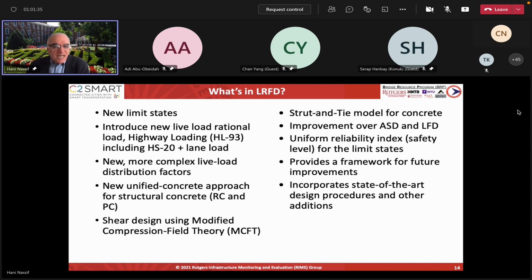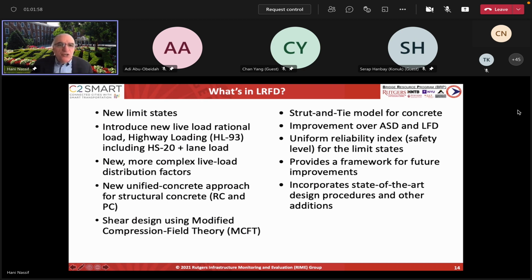And we did that. We did more simplified ones, similar to what was in the old code. However, now that engineers are familiar with Excel and programming, it became a black box, and nobody really cares. I talked about the unified approach, and the shear design, modified compression field theory, we'll talk about that.